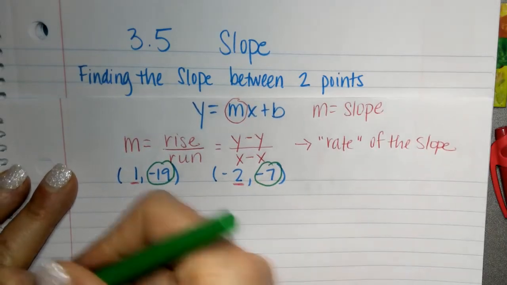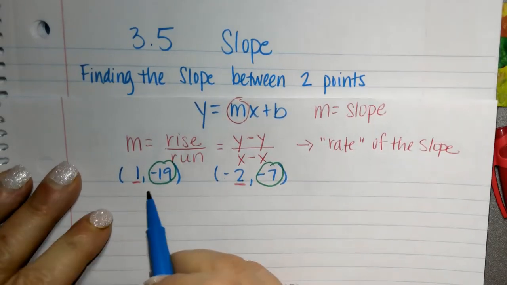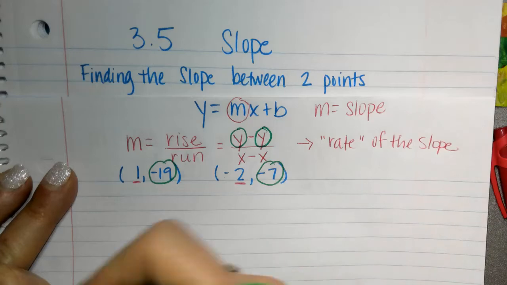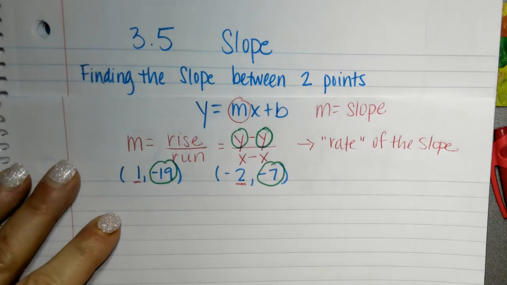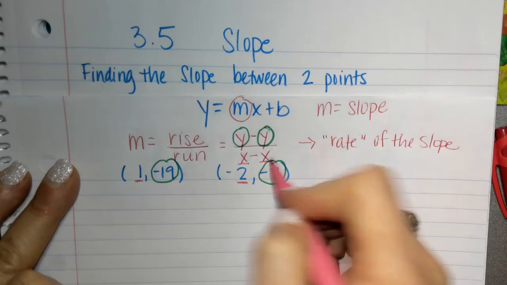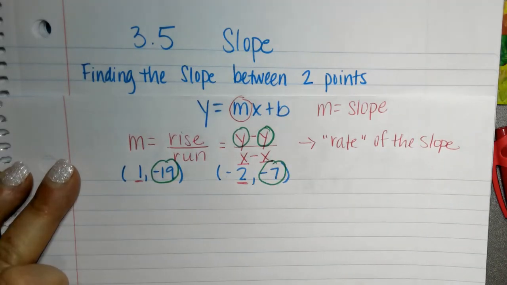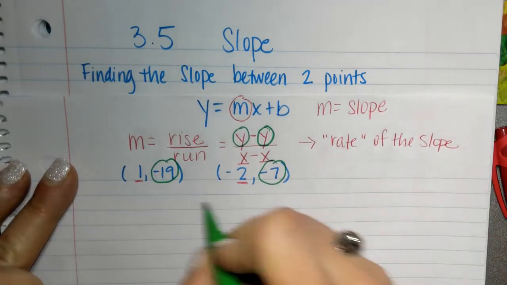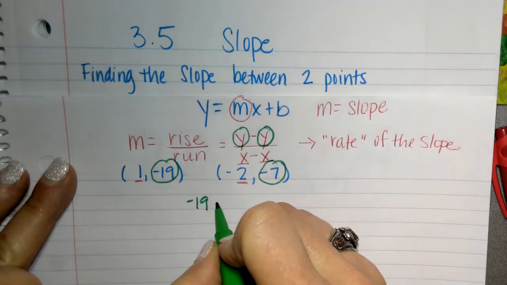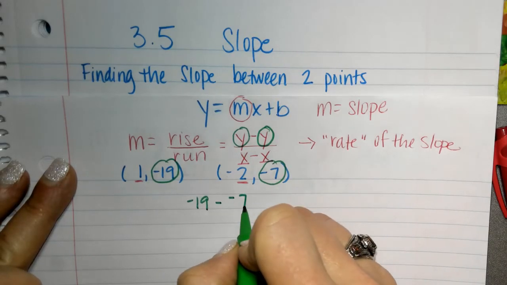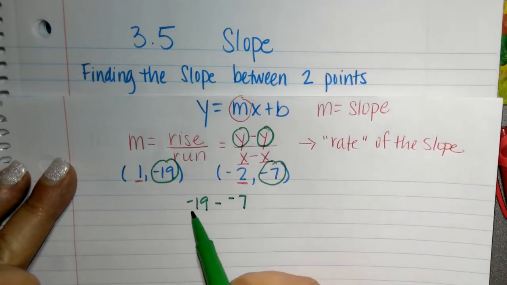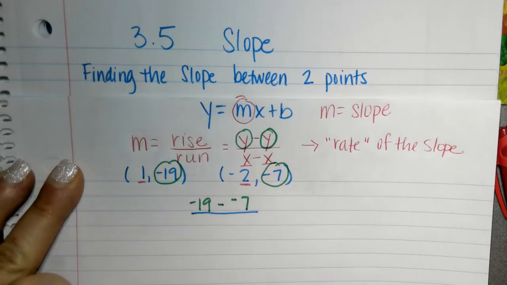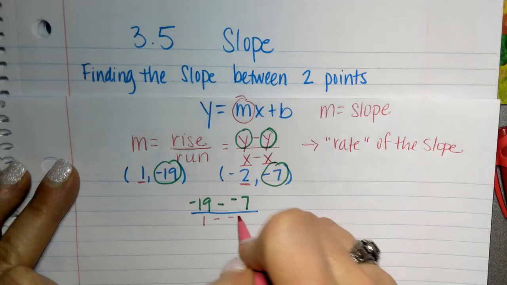Okay, so that just helps you distinguish which ones are which. And then you're going to do the same thing in your formula, so you know which pieces go in which part of the formula. All right, so our circles, we're going to subtract on the top. So it looks like this: -19 minus -7. Yes, it's a minus, a negative. I know it looks weird, but that's what you're supposed to write. And then on the bottom, we have our x's. 1 minus -2.